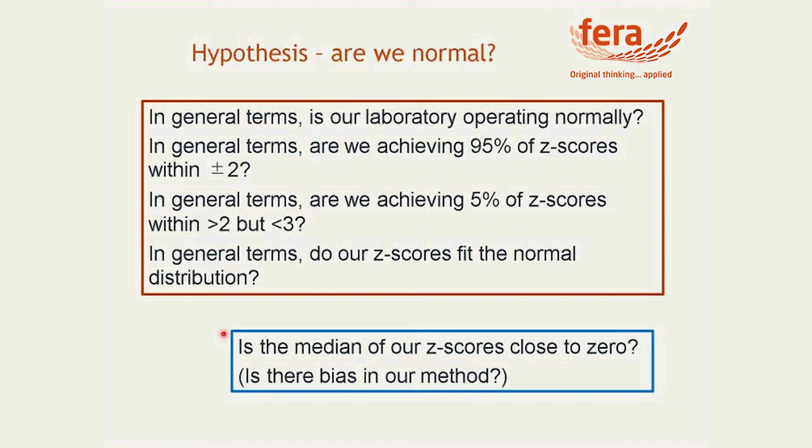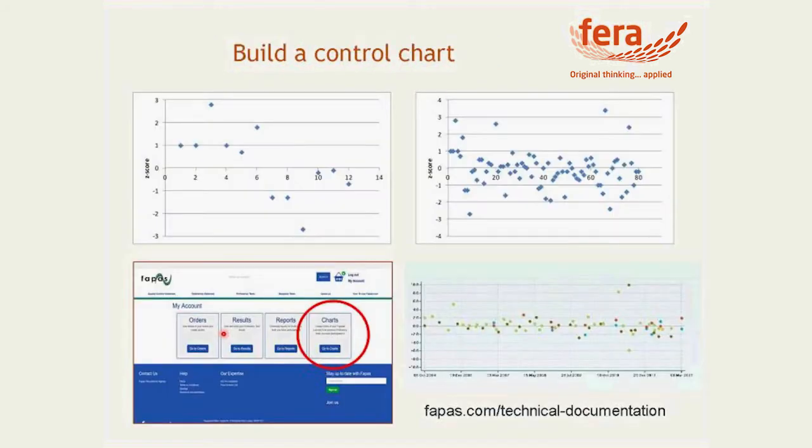So, do our Z-scores fit the normal distribution? A secondary question is, is the median of our Z-scores close to 0? This will tell us if there is any bias in our method. The best way to answer this is to build a control chart.